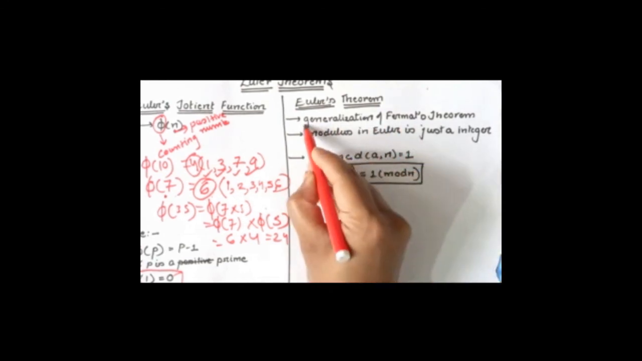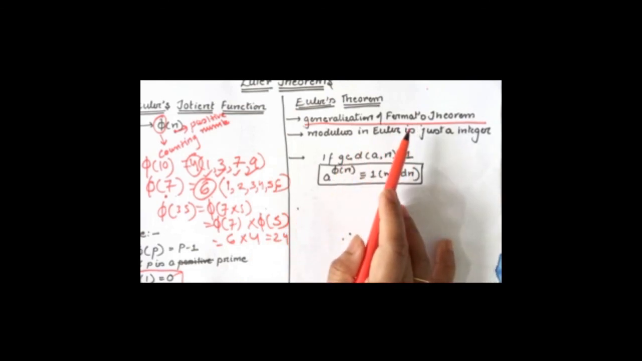Moving ahead to Euler's theorem. Now, what do you mean by Euler's theorem? Euler's theorem is just the generalization of Fermat's theorem. Just remember, in Fermat's theorem, the modulus was supposed to be prime, but here that is not a necessary condition. Here, the modulus in Euler's theorem must be an integer, not necessarily a prime number. Now, what does it state?